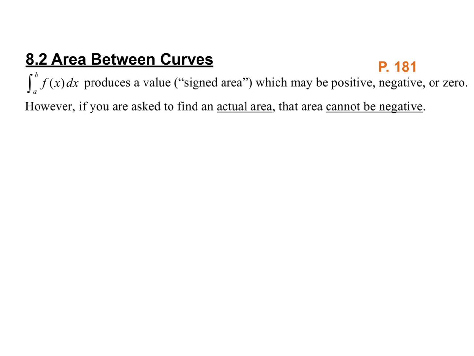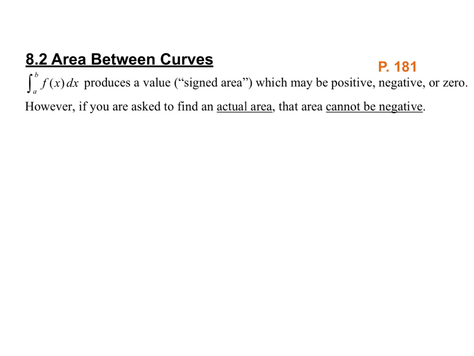So that's why in the parentheses it says quote unquote signed area. Okay. And it is possible to have zero area if the amount of area above the x-axis and the amount of area below the x-axis are the same. But if we're trying to find actual area, it can't be negative. So you have to watch out for that every once in a while.